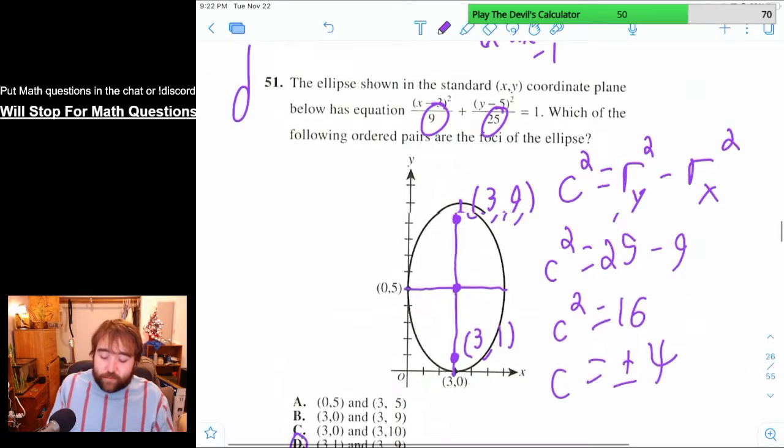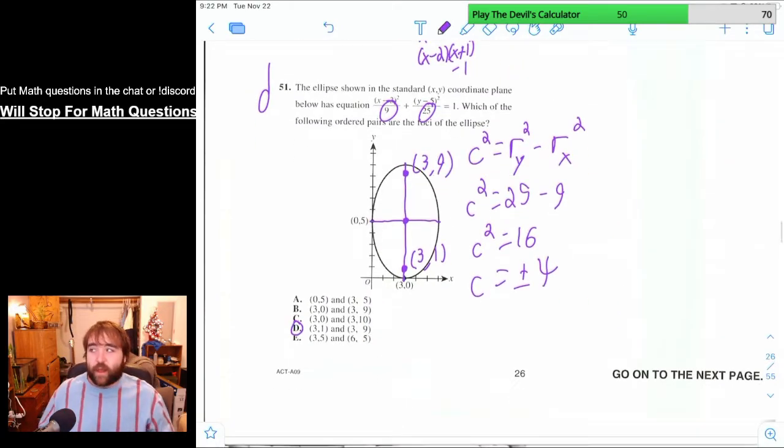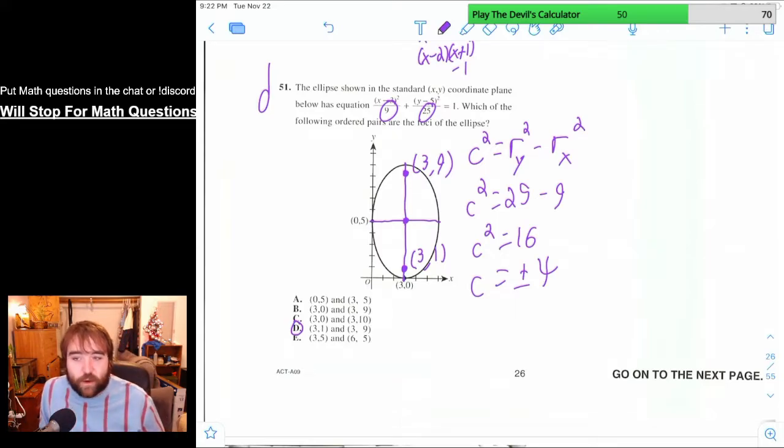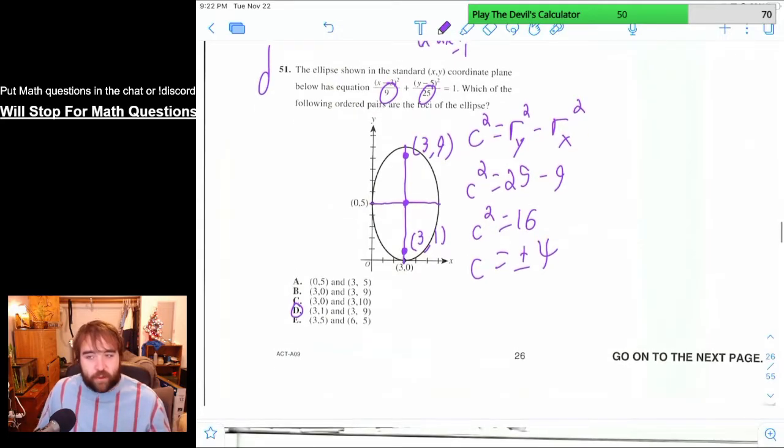And that's another big difference. I mean, the SAT would never ask you that. The SAT doesn't ask about the foci. So that's why I always say the ACT, the questions are very straightforward. I mean, this was a very straightforward question. But if you don't know how to find the foci, you're done.